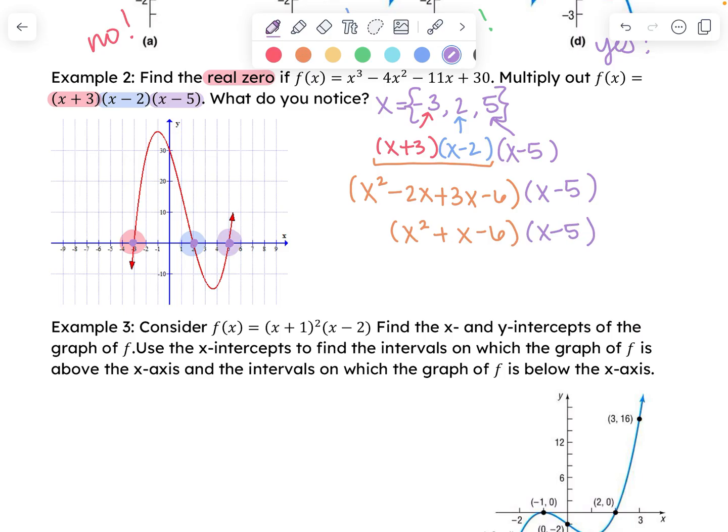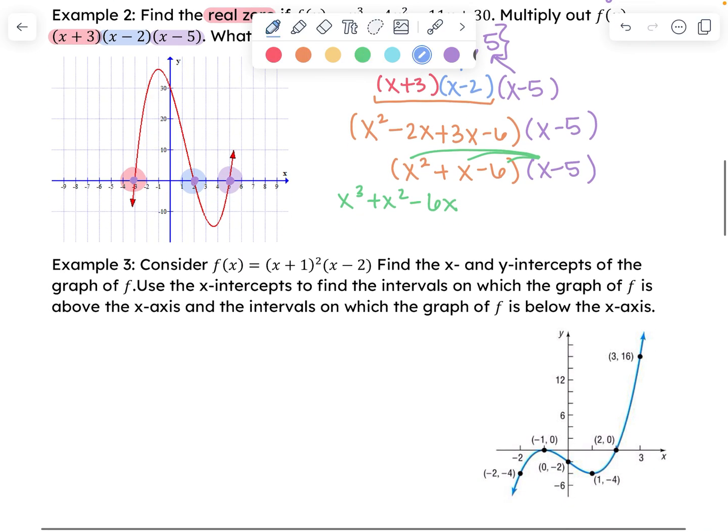And then when I multiply this one out, notice that we have 3 terms in the first parentheses and 2 terms in the second parentheses. So we've got to take that x and distribute it to everything. So x times x squared is x cubed. Then x times x gives me an x squared. x times negative 6 is minus 6x.